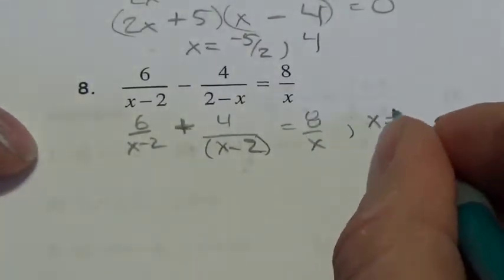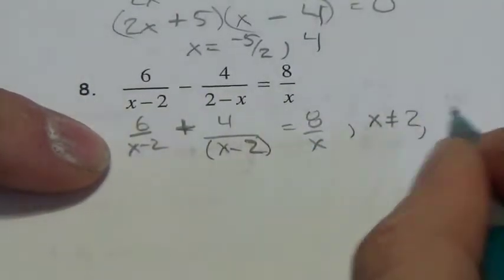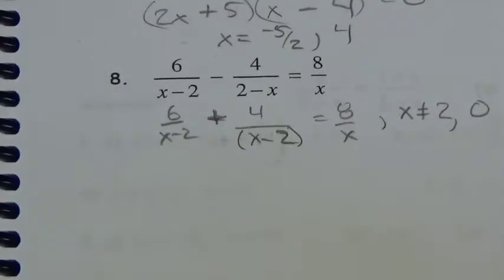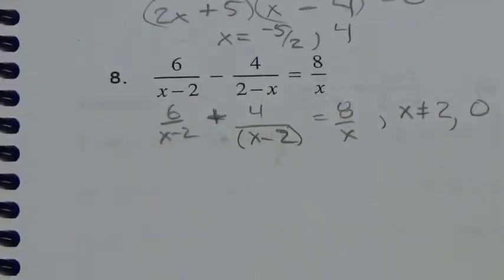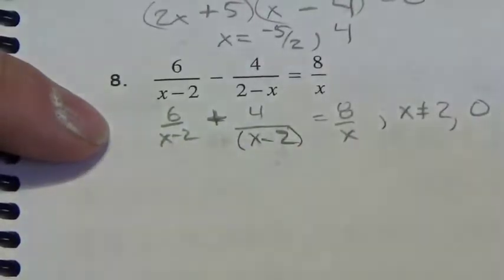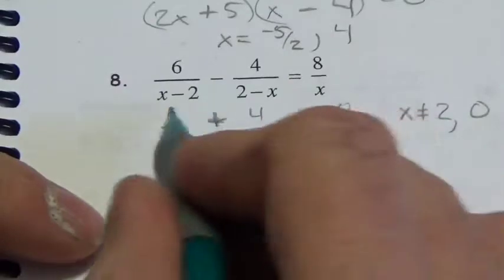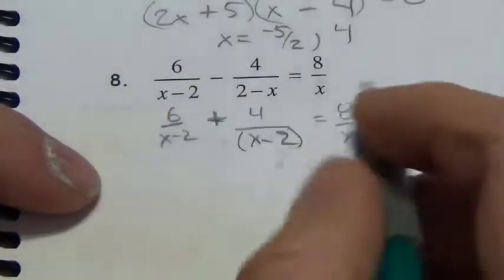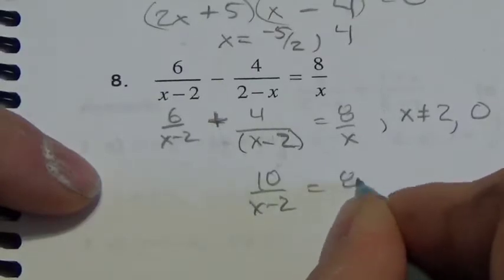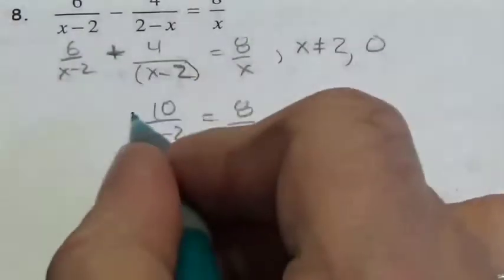First of all, I'm going to state my non-permissibles. x cannot equal positive 2 or 0. Okay. So now, to be honest with you, on the left-hand side here, because I see that I've got the same denominator on both of those, I can just add those together. And the numerators are like terms here. They're both just constants. So 6 plus 4 is 10 over x minus 2. It's going to equal 8 over x. And that was just so easy to do.